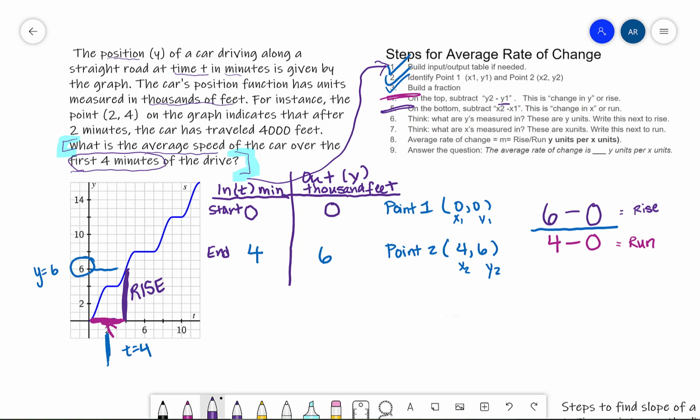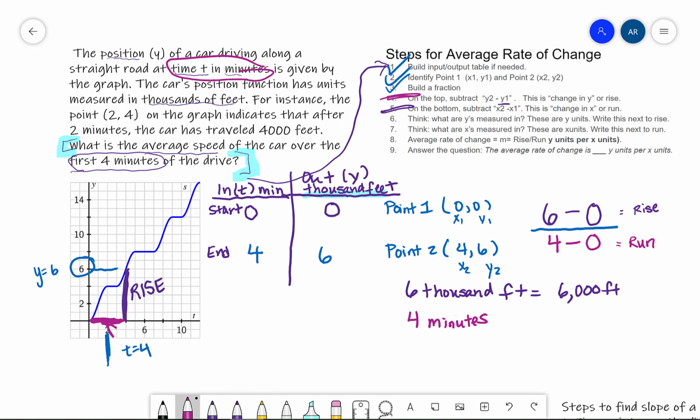Okay, think, what are the y's measured in? We have our y units. We want to write that next to the rise. Here's our rise. Our y units are measured in, look back at my table, thousands of feet. Or if you wanted to, you could just write it out as 6,000 feet. And then we have our run units. What were those? If I look at my table or the information in the problem, that was measured as time t in minutes.